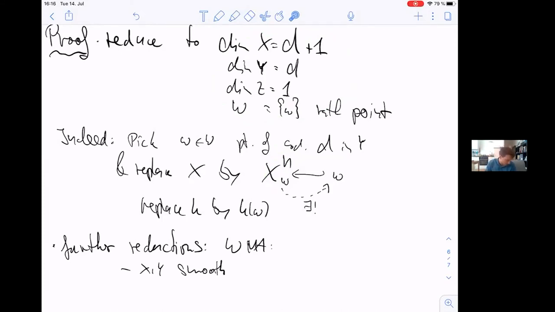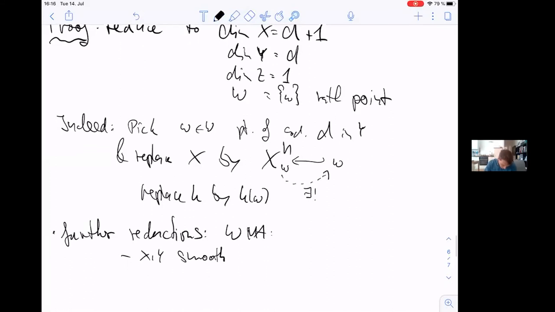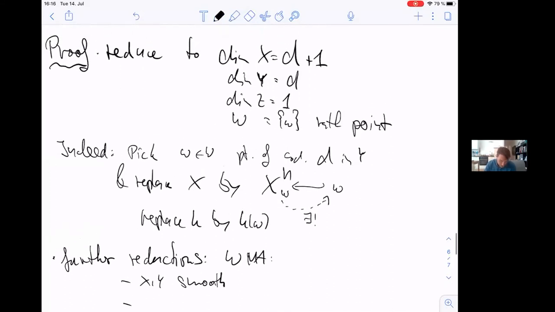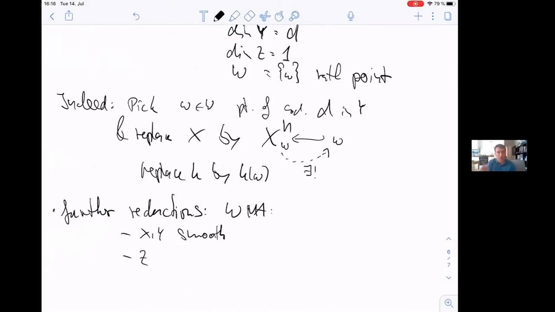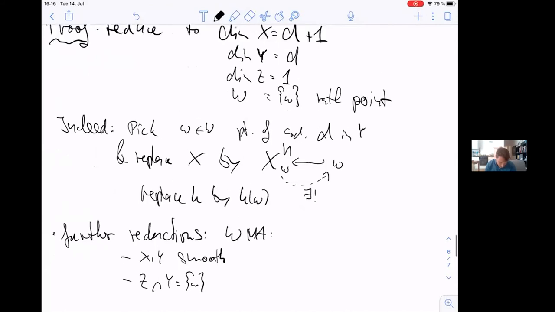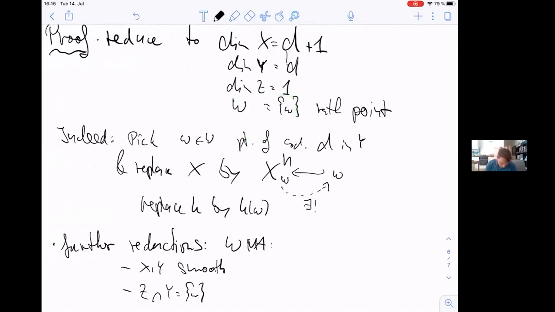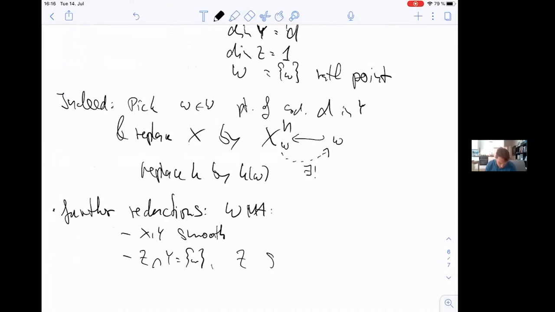And then Z in principle could intersect Y in many points, but I can just throw out all the others. So I can assume that Z intersect Y is just W. I guess it's already included here. And I can assume that Z is smooth away from W, because Z is a curve in characteristic zero. It's only going to have finitely many singularities, and I just throw out all of them except for W, so then Z will be smooth. No problem.